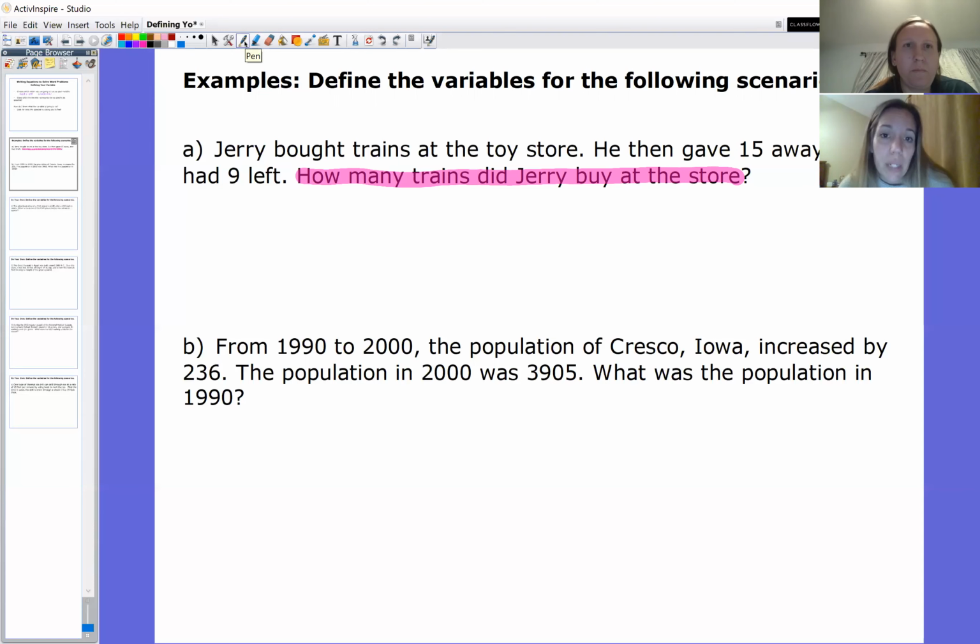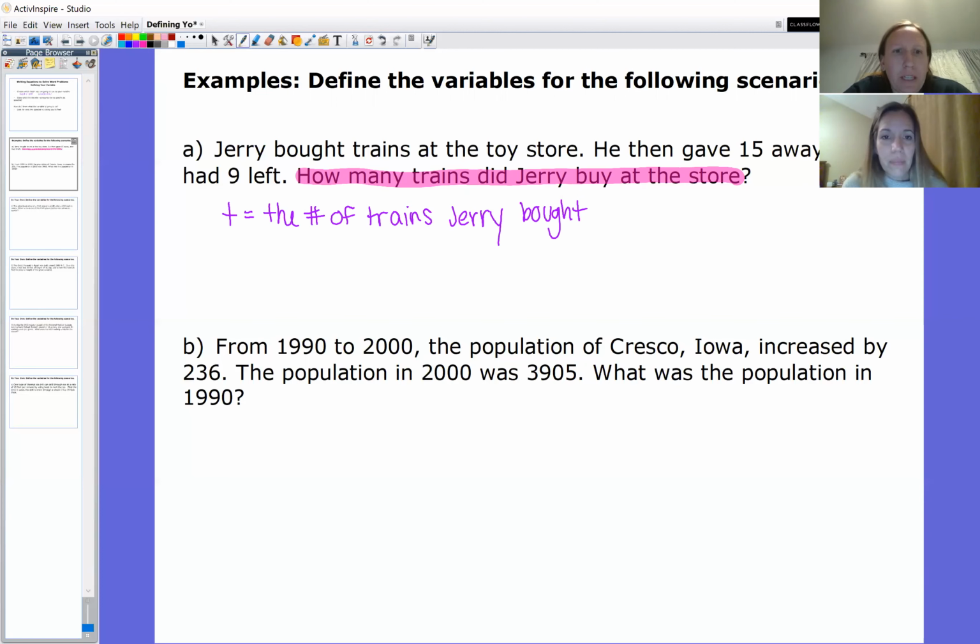So for me, a variable that I might pick might be the letter T. And I may say T, and that's not just going to stand for trains, but I want to be specific and say that T is going to stand for the number of trains that Jerry bought. As Mrs. Prange did shorten the word, it's okay. You can use your symbols for that.